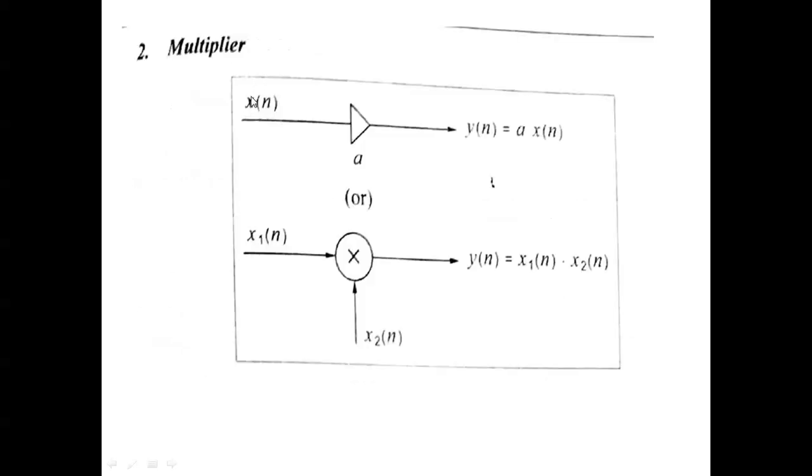Then multiplication: x of n, and y of n is equal to a times x of n. There is also a multiplication of x1 of n and x2 of n: y of n is equal to x1 of n dot x2 of n. Here the factor is multiplied with the input, and here two discrete input signals are multiplied.